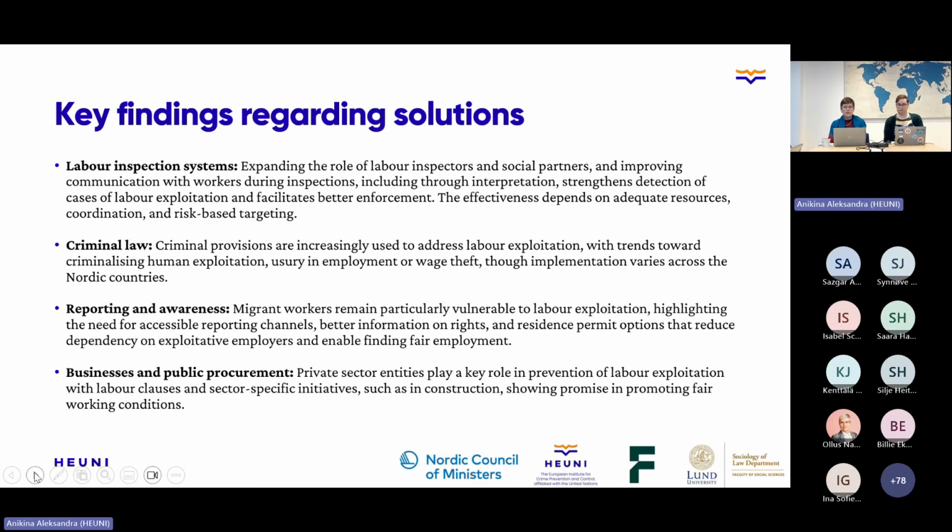We then finally also raised the role of businesses and public procurement. Private sector entities obviously have a really important role in preventing and addressing labor exploitation. And this can be done through including labor clauses in contracts and also through sector-specific initiatives. In the Nordic countries, we see several such initiatives, especially in the construction sector, where, for instance, labor market parties, employers, and also trade unions cooperate to address labor exploitation and to promote fair working conditions.